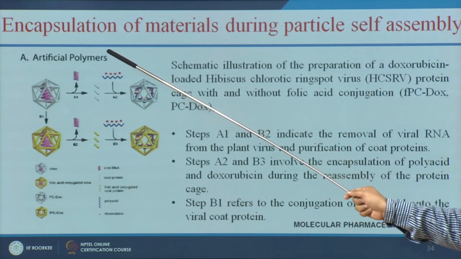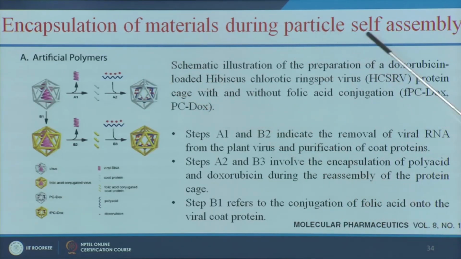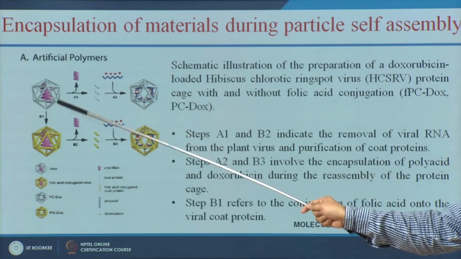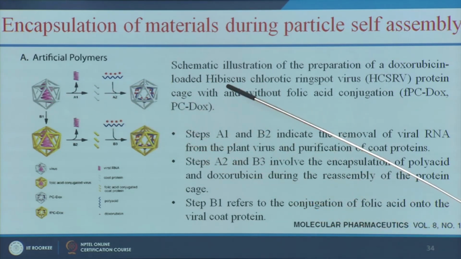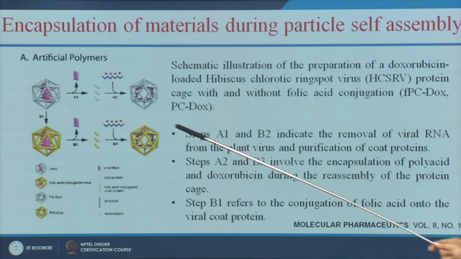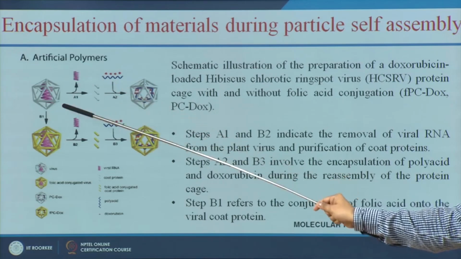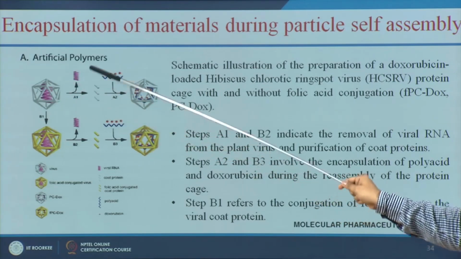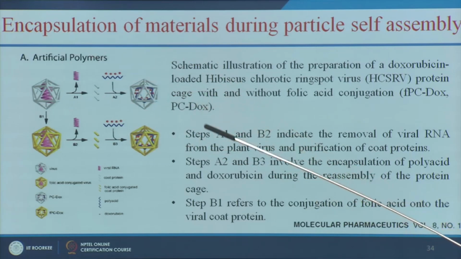So here we can see how we can encapsulate the materials during particle self assembly. As I told you earlier, here we can take a plant virus, for example hibiscus ring spot virus, okay, and the first step is you have to remove the nucleic acid from this virus. Once you remove the nucleic acid from the virus, the second step is you have to encapsulate the polyacid and doxorubicin. The doxorubicin is an anti-cancer drug and polyacid is a negatively charged polymer, which will resemble the nucleic acid of the particular virus.